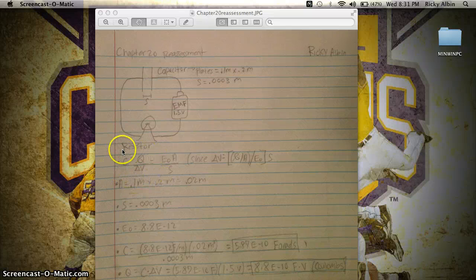From there, we take this formula and solve for Q, because the next thing I'm going to do is solve for Q. I want to know the charge on one of the plates. When you solve for Q, you get Q equals C times delta V, and of course we have our capacitance value, and delta V is just the EMF here, 1.5 volts. We're left with 8.8 times 10 to the negative 10 farads times volts, which is of course coulombs.